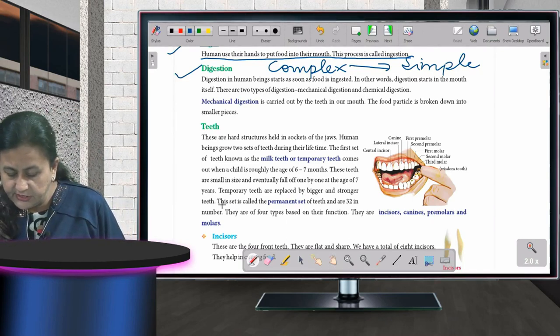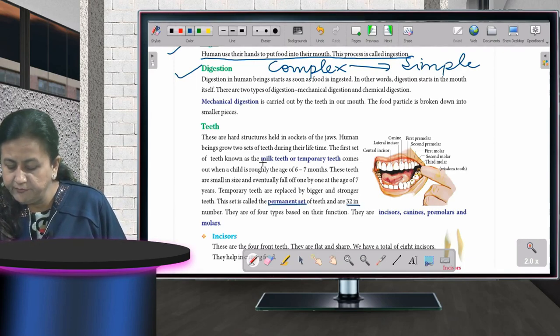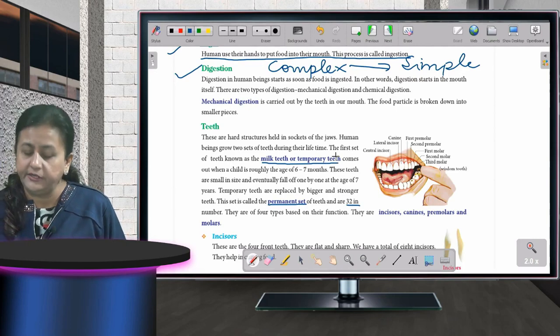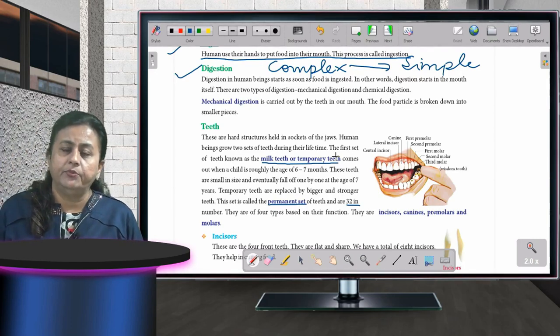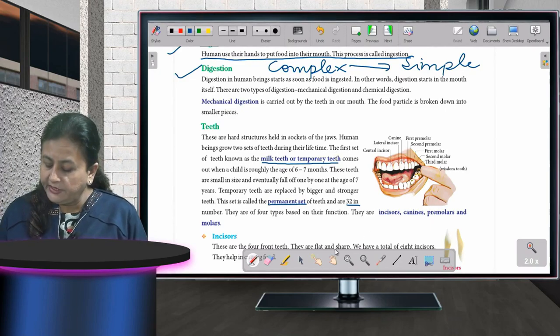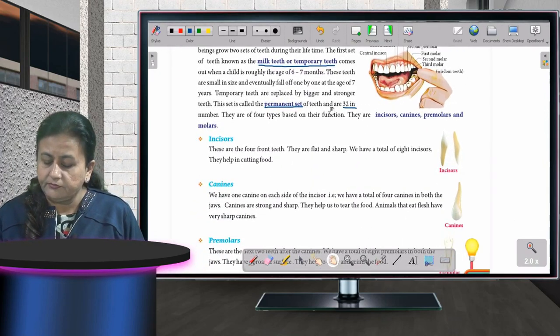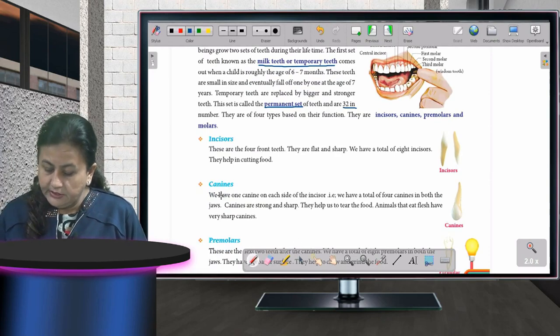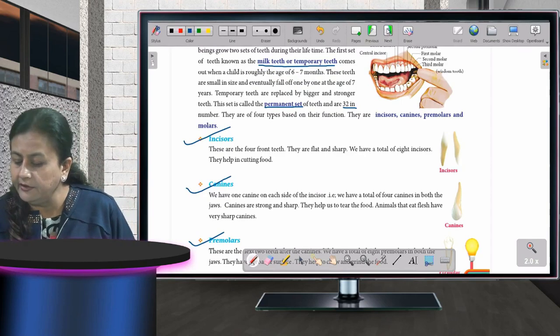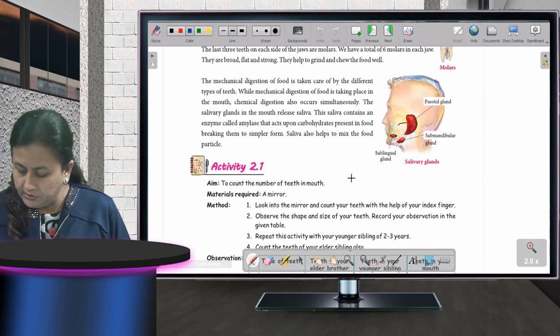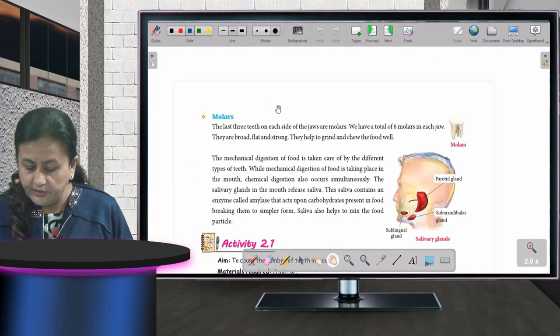Now you can see permanent teeth, 32 in number, and milk teeth are also known as temporary teeth. Now there are different types of teeth in a mouth. There are incisors, canines, premolars and molars. What are they? All the four.